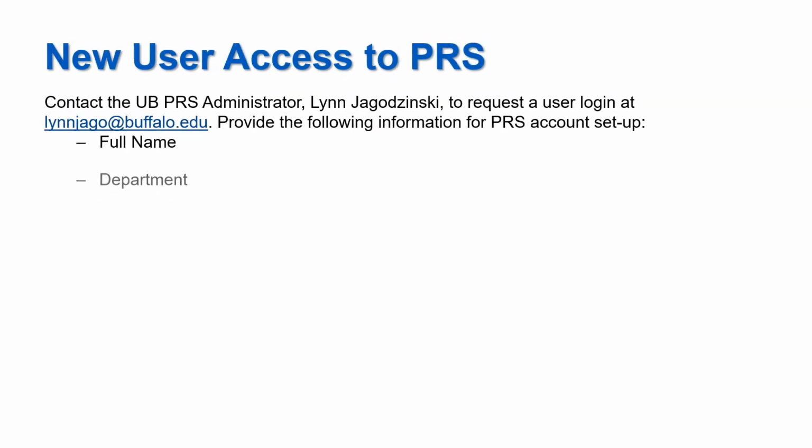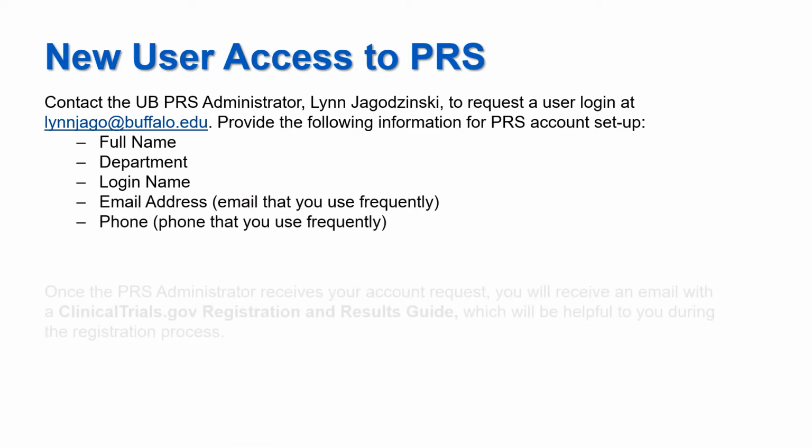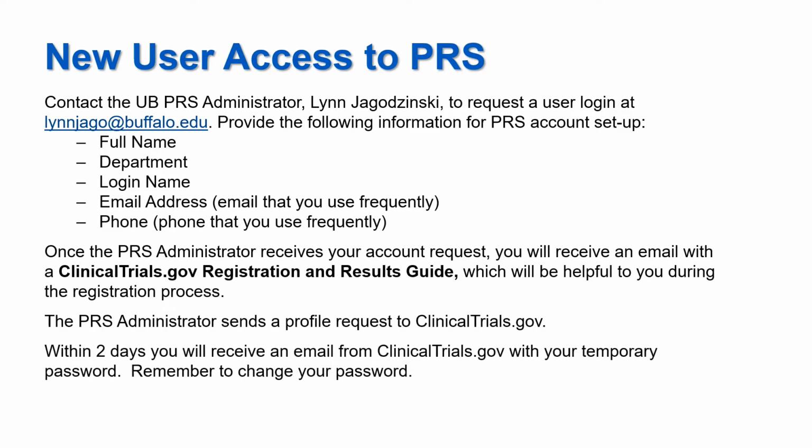To set up new user access, contact the UB PRS administrator, Lynn Jagodzinski, to request the user login and provide the following information: full name, department, login name of your choosing, email address, email that you use frequently, phone number, phone that you use frequently. Once the PRS administrator receives your account request, you will receive an email with a UB ClinicalTrials.gov registration and results guide, which will be helpful to you during the registration process. The PRS administrator will send a profile request to ClinicalTrials.gov. And then within 2 days, you will receive an email from ClinicalTrials.gov with your temporary password. Remember to change your password when you log into your new account.